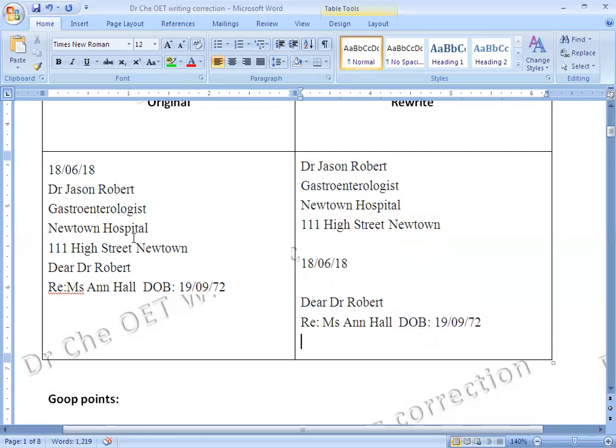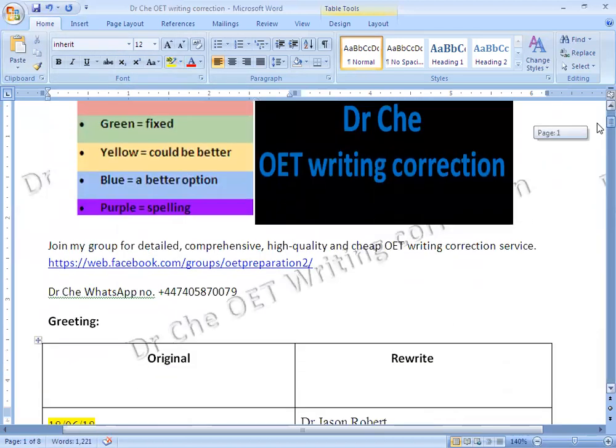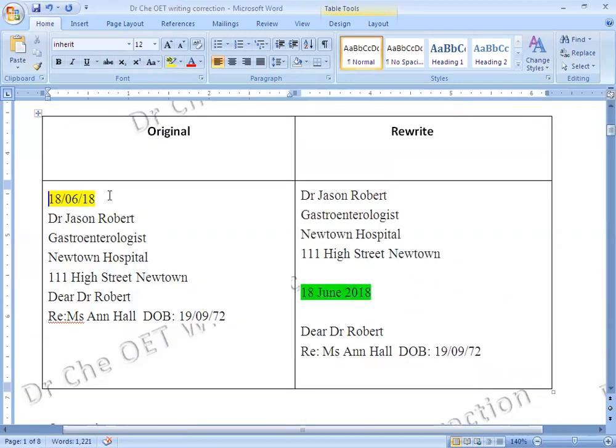Another thing is this format of date is not wrong. It is correct. But I prefer the month should be written as June like this. So it is not wrong, and that is why it is yellow. This is my color scheme. Yellow means it is not wrong, but it can be improved. Red is when it is something wrong.